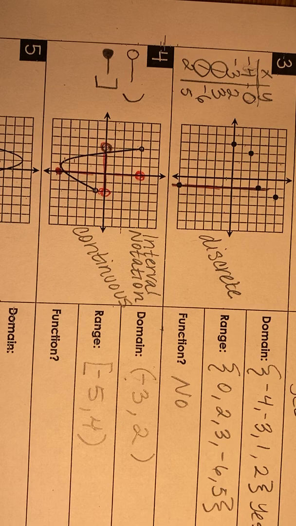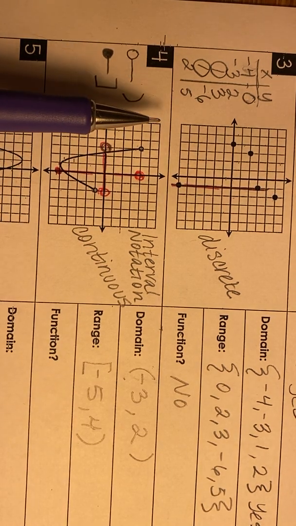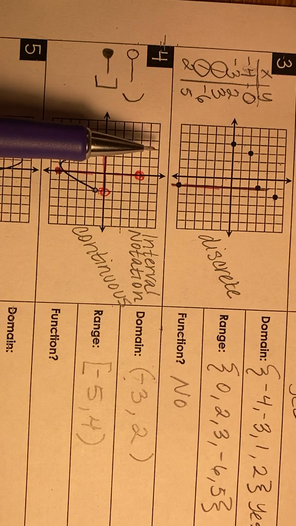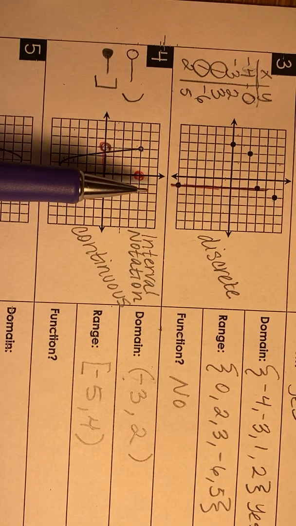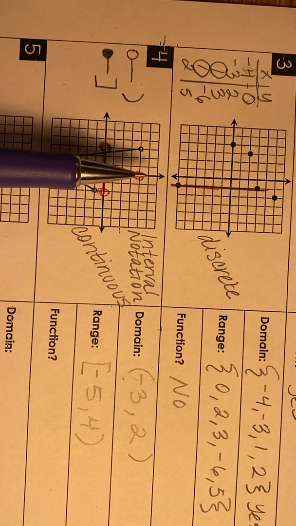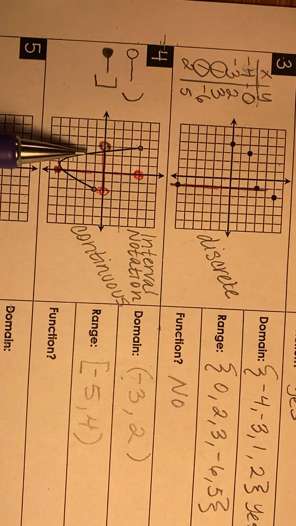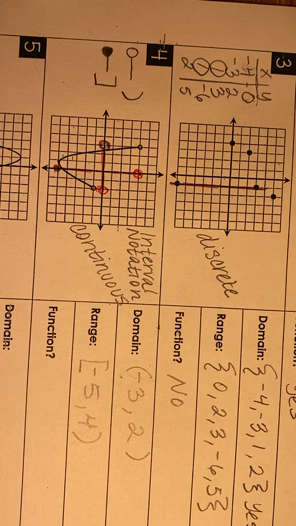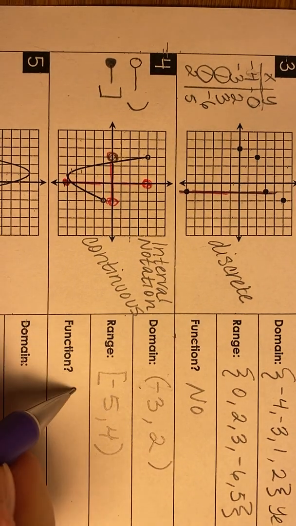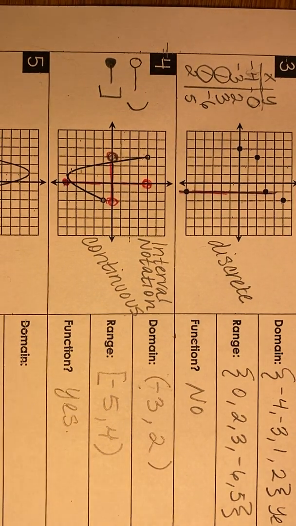Is this a function? I can try a vertical line test. If I were to take my pencil from left to right, I am not crossing any 2 points. Okay, so there's no point where an x value repeats. Okay, they're all unique. So I'm going to say yes, this is a function.